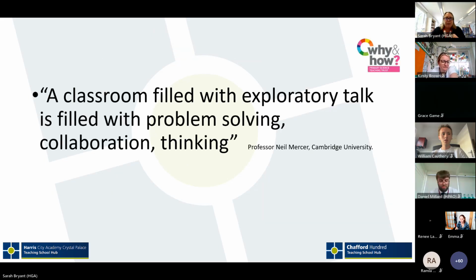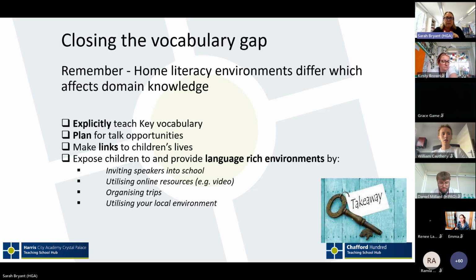So, as we've said before, a reminder, a classroom filled with exploratory talk is filled with problem solving, collaboration and thinking, by Professor Neil Mercer. So, closing the vocabulary gap. Remember, home literacy environment differs from inside the classroom, which can affect the domain knowledge, the subject specific knowledge. So it's that we're talking about those vocabularies like field and field, okay? So making sure that we're really unpicking those.